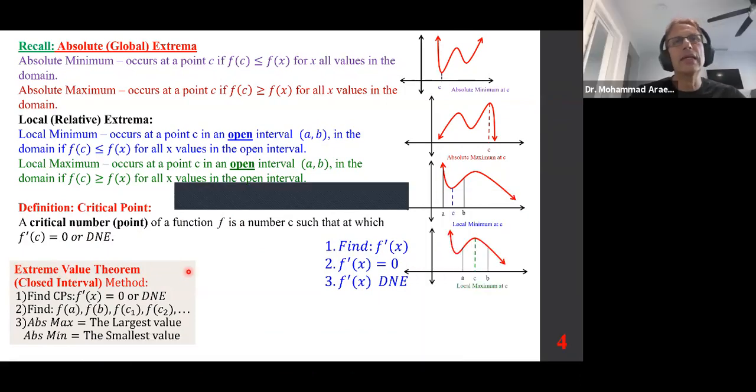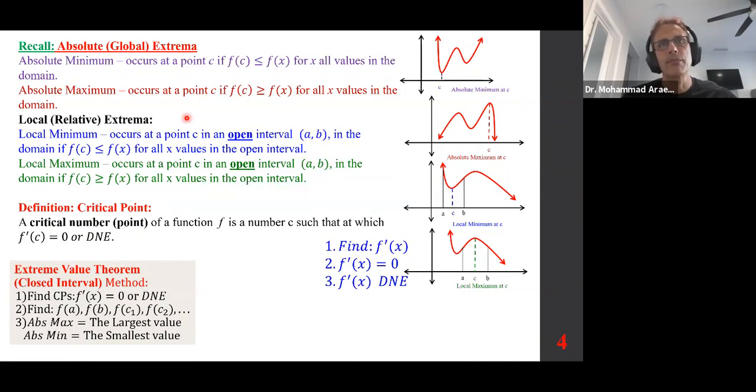if we happen to have a continuous function in a closed interval of a to b, then we can use this methodology to find an absolute max as well as absolute min. How do we do that? First, we find all the critical points by finding f prime, setting it equal to 0 and figuring out where f prime is 0 or doesn't exist. Then we evaluate the function at those points as well as the endpoints, a and b. The largest value is the absolute max, the smallest value is the absolute min, and you also want to report the location.